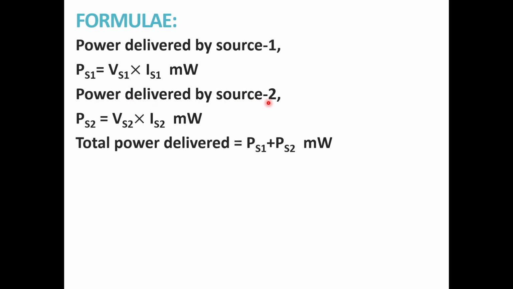Similarly, power delivered by source 2. Formula is PS2, that is power delivered by source 2. P means power, S means source 2. PS2 is equal to VS2 into IS2 milliwatts. So total power delivered is PS1 plus PS2 in milliwatts. So these are the formulas to calculate the power delivered by the sources.